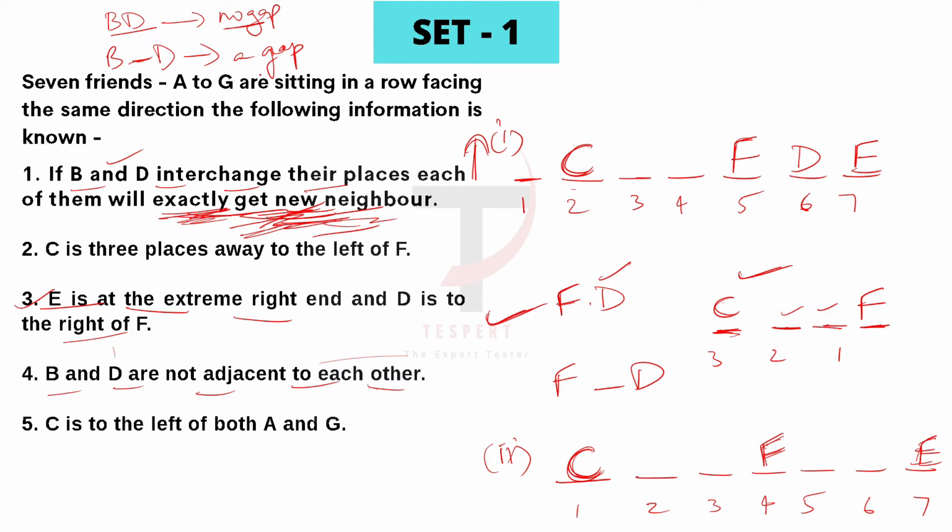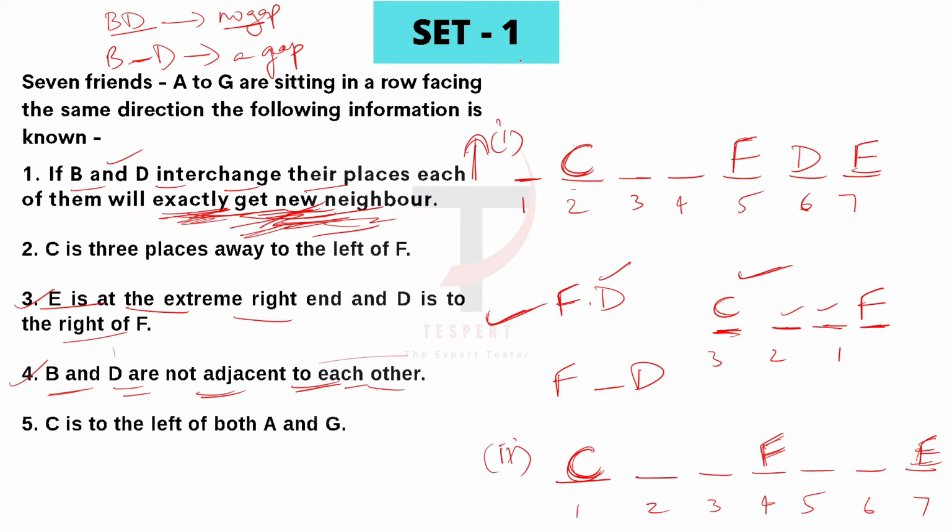But here in the 4th point, it is given that B and D are not adjacent to each other, which means B shouldn't be immediately after D, and D also shouldn't be immediately after B. So DB and BD with no gap is not possible. This is not a possible case because in this case we are violating the 4th statement. B and D should never be a pair. Alright. So there must be at least one gap between D and B.